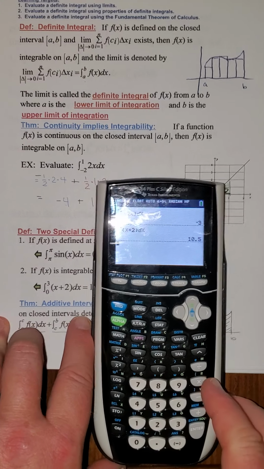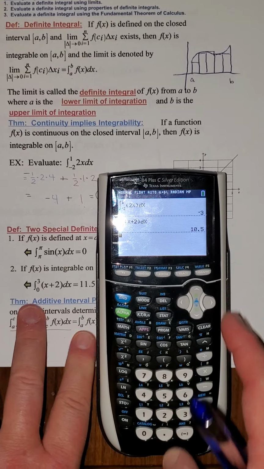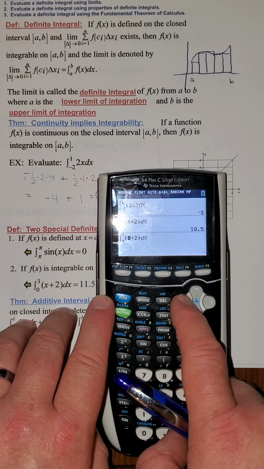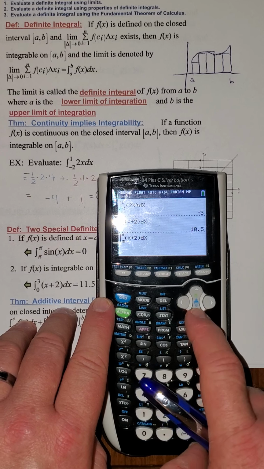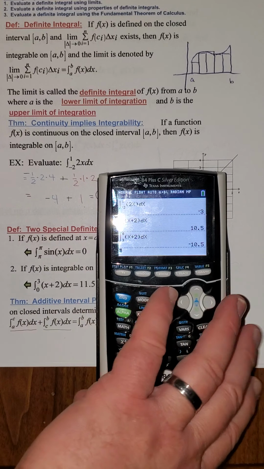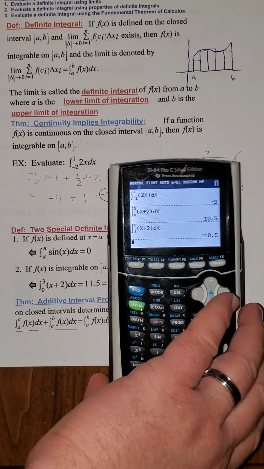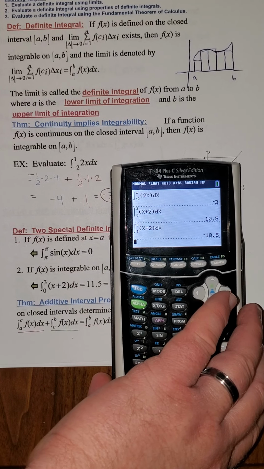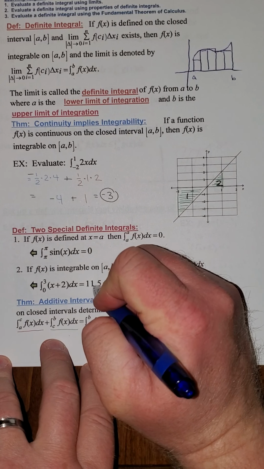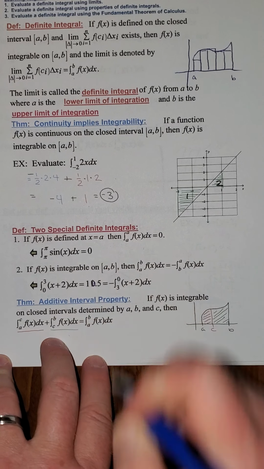Sorry, it's 10.5. I must have typoed. Okay? If I decide to change these limits of integration, if I make the top 0 and I make the bottom 3, it's -10.5. Okay? Hopefully you can see that on my calculator there. They're opposites. And let me correct these notes here. This should be a 10.5.